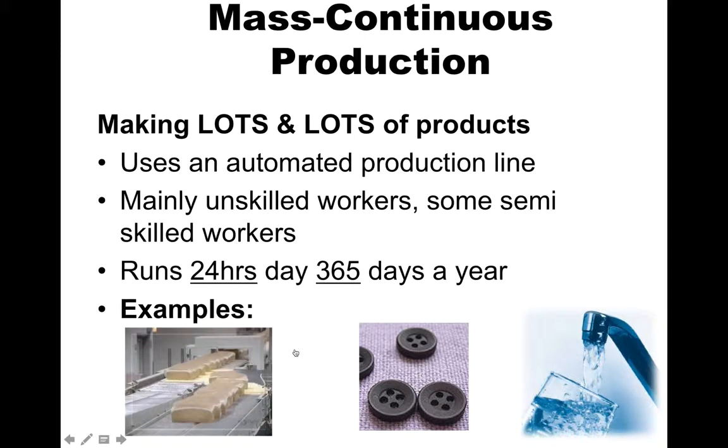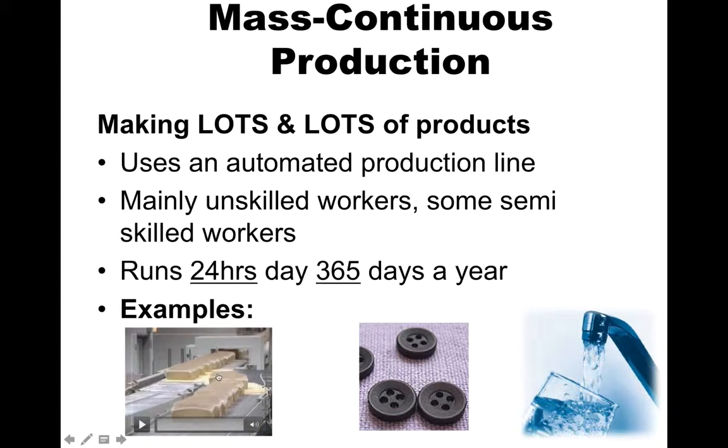Mass or continuous production is all about making lots and lots of products. Very often it would use an automated production line, so very few people, lots and lots of machinery. Any people that did work there would probably be very unskilled, maybe a few semi-skilled workers to help run the machines. And these machines would run 24 hours a day, 365 days a year.